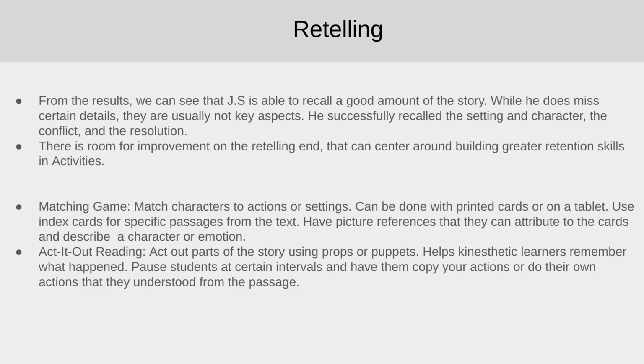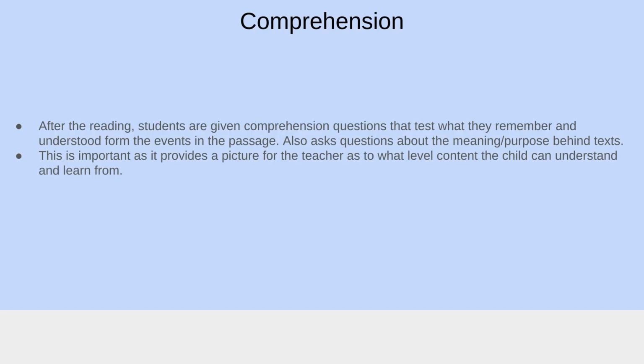Another activity would be acted out reading, in which the teacher and the student would act out parts of the story using props or puppets. This would help kinesthetic learners remember what happened because they are actively doing it, and they are actively portraying the concepts within the passage. You can pause students at certain intervals and have them copy an action that you are doing, you as in the teacher or the parent, or you can ask them to do their own actions that they understood from the passage. So whatever they remember or whatever they think about the passage and received from the passage, we can ask them to act it out, such as character emotions or character feelings.